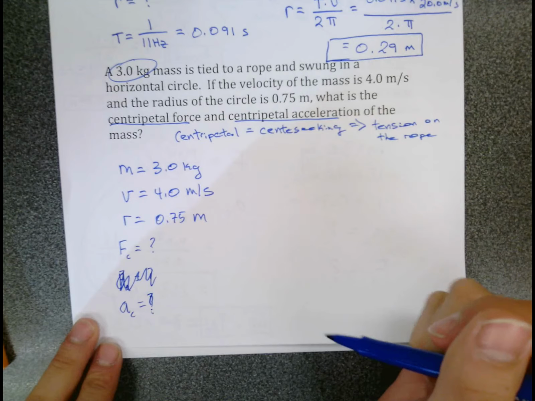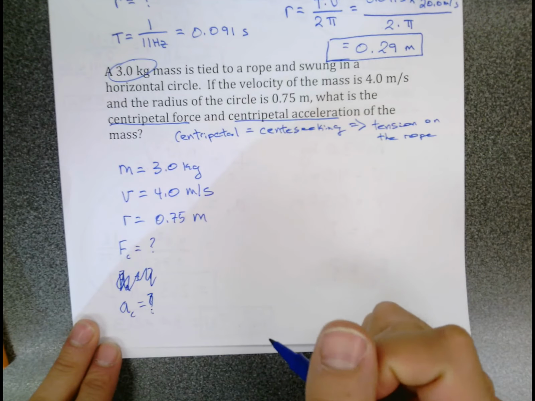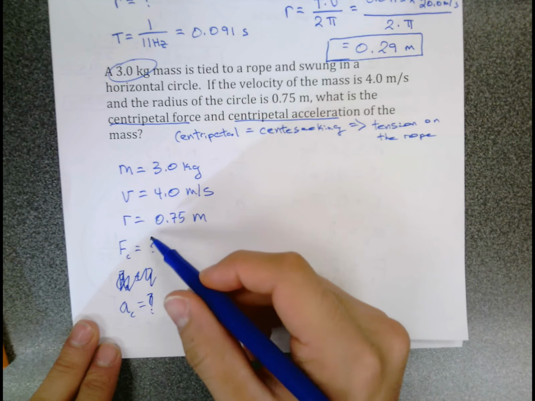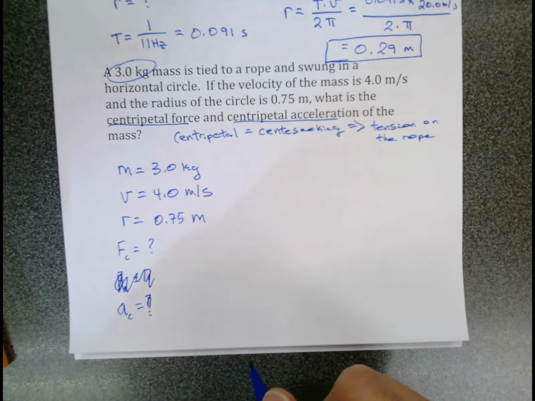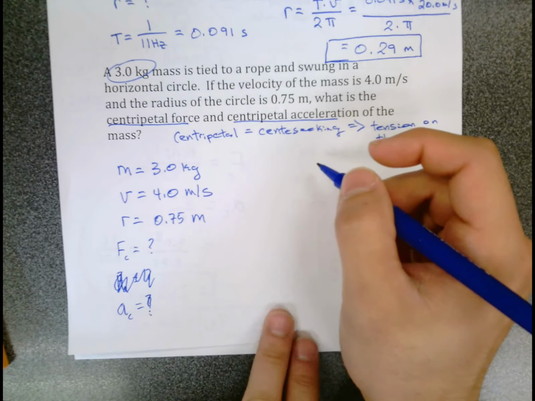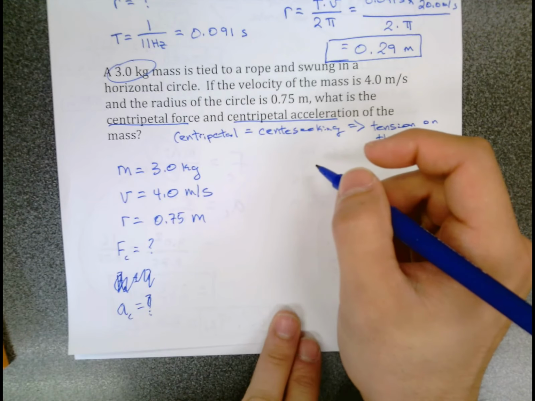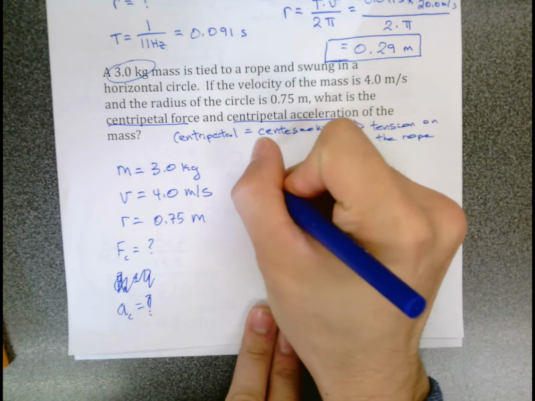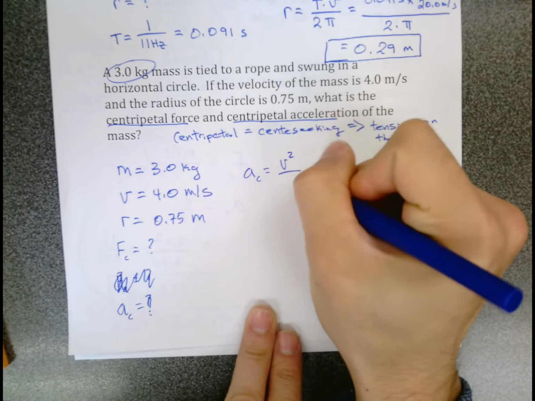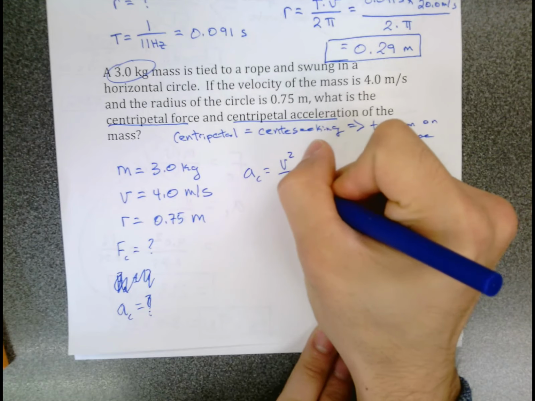You can solve either one of these first, and I'm actually going to solve the centripetal acceleration first, because from there all you have to do is multiply by the mass, and I'll let you know why after I solve for the centripetal acceleration. So in this case, the equation for centripetal acceleration is the velocity squared over the radius.